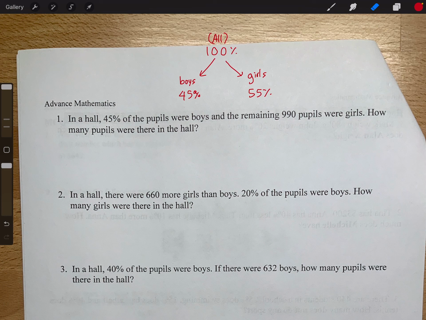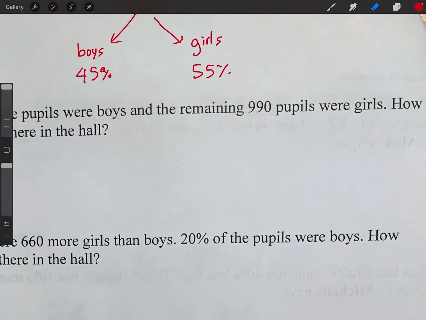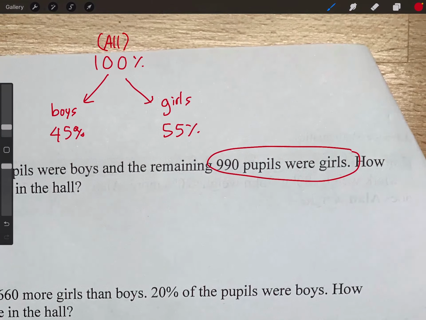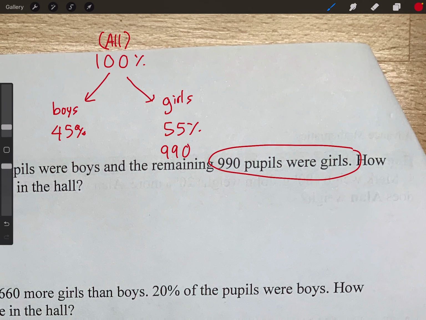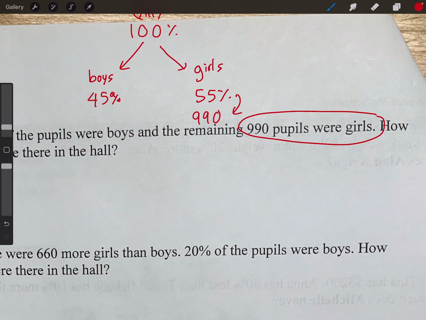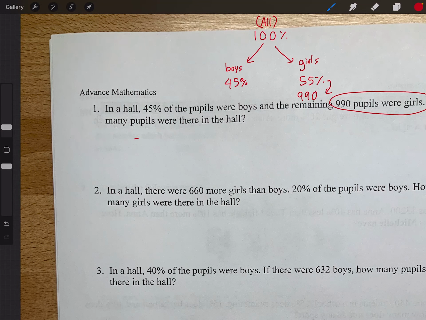Now, the remaining 990 people were girls. If you read the question properly, you'll see that there are 990 girls, and that's the 55%. So what it means is this: 55% of all students is equal to 990.